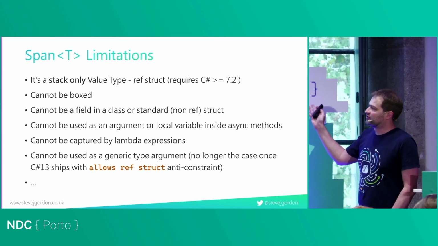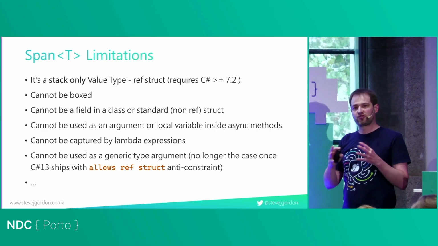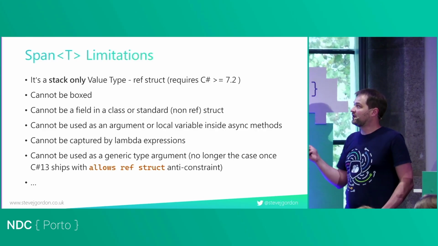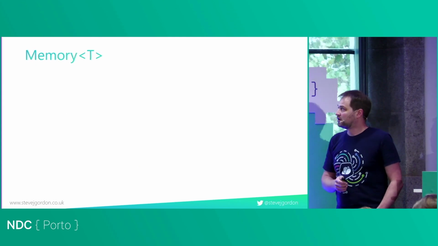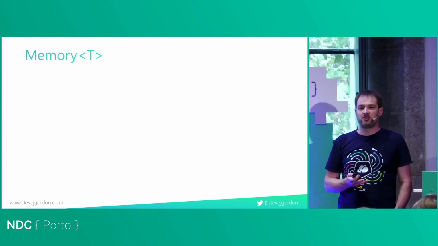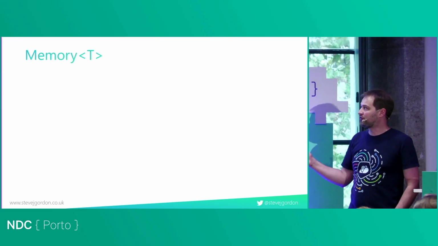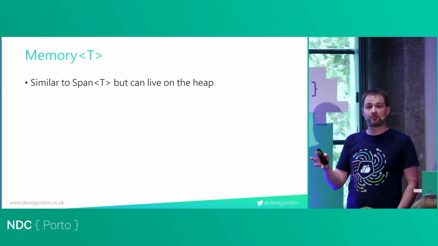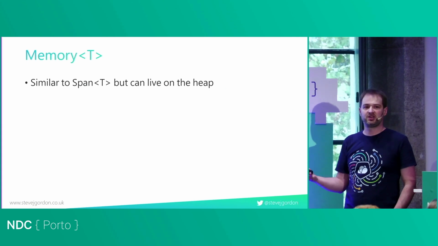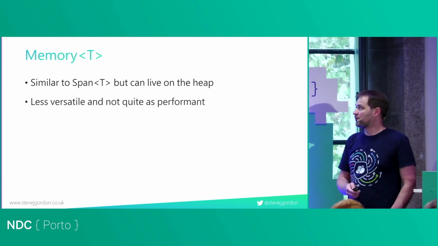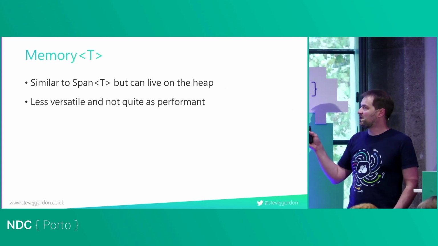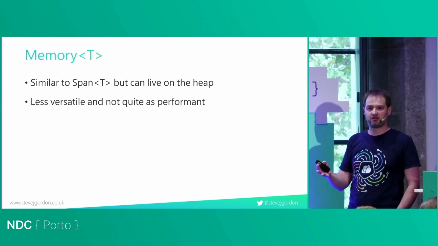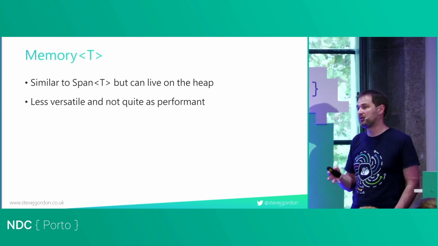And there are other limitations I'm not even starting to hint at here that get much deeper about how this functions. But the key thing is that there are some limitations to it. Fortunately, at the same time as introducing Span, the team introduced this other type called Memory of T, which has very similar semantics to Span. The main difference, though, is it can live on the heap if it needs to. So it's defined in a different way, which does make it a little less versatile, because you can't necessarily point it at stack allocated memory anymore.